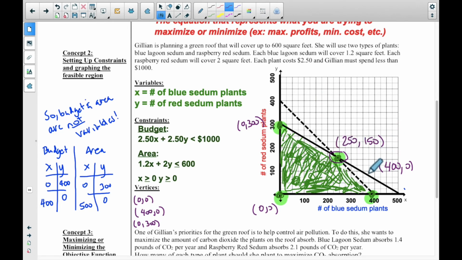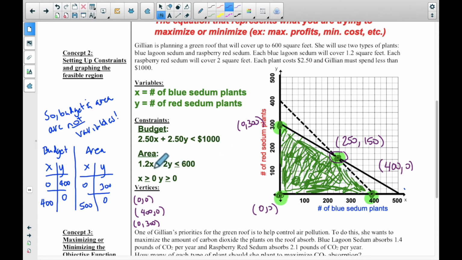If you're not sure, then what you can do is you can take a guess and then plug it in and see. If you take 250 here and plug it in and take 150 here and plug it in, it should equal 1,000. Now it's equal because it's on the line. It's not the shaded area, it's on the line, so it's equal. And it does equal 1,000.